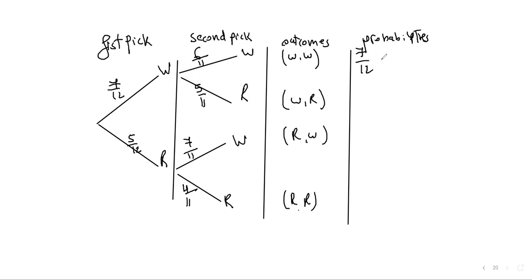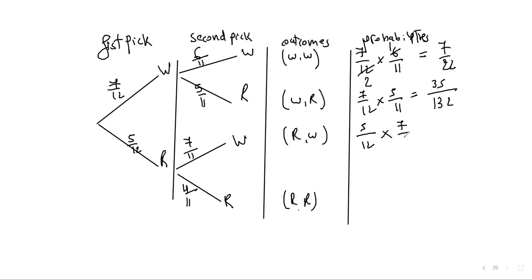So I just need to multiply both of them like that. So 7 over 12 times 6 over 11. So I can simplify by 6. So it will be 7 over 22. Second probability, I have 7 over 12 times 5 over 11. So it will be 35 divided by 132. Third case, I have 5 over 12 times 7 over 11. So it will be 35 over 132.